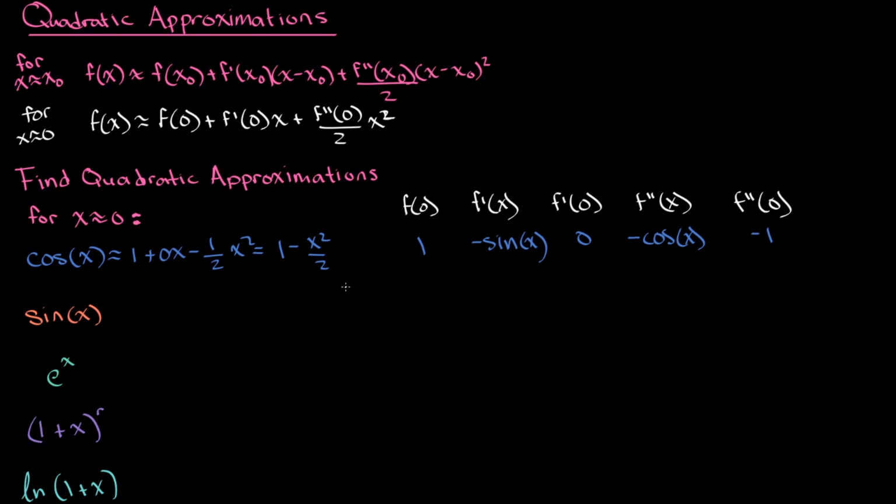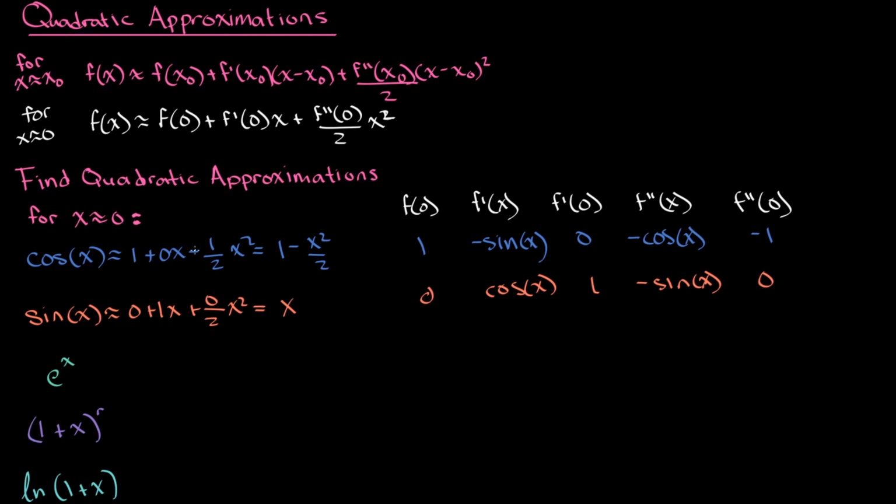And now let's work on sine of x. Sine of 0 is just 0. The derivative of sine of x is cosine of x. Evaluating cosine at 0, we find 1. The derivative of cosine is negative sine of x. And then evaluating this at 0, we find this to be 0. Using our information here, we find that sine of x is going to be approximately 0 plus 1 times x plus 0 over 2 times x squared. If you want to throw that in there, clean this up, this is just x.